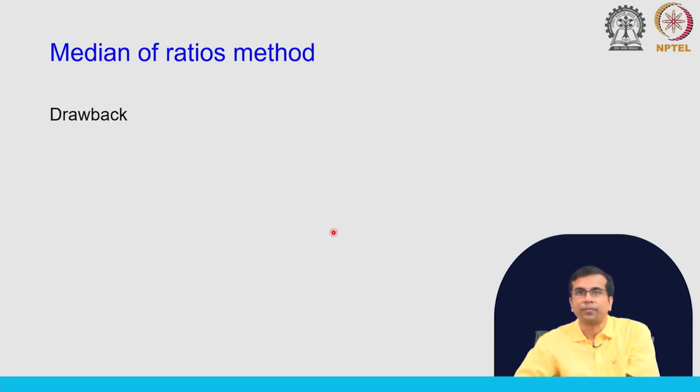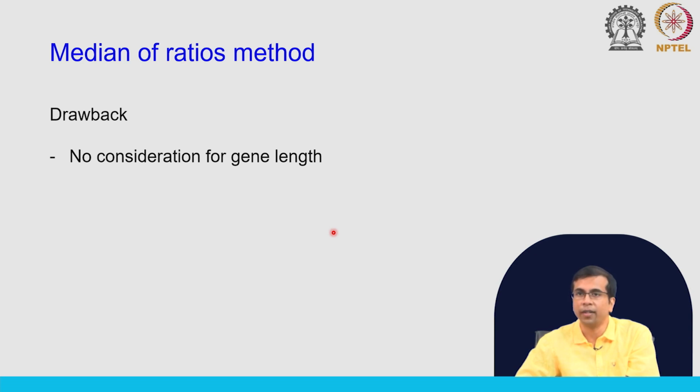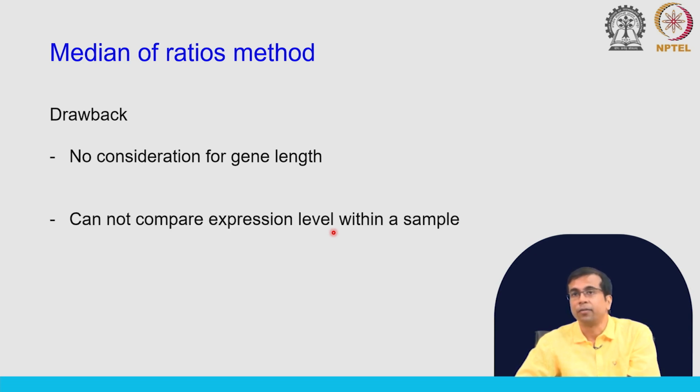So, what are the drawbacks of this median of ratios method? We have seen that it can address the RNA composition bias issue. One of the major drawbacks, of course, is that there is no consideration for gene length. This means we cannot do a comparison within a sample, so we cannot compare expression levels of genes within a sample.